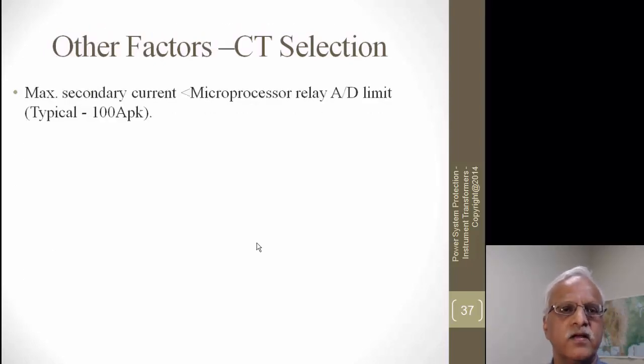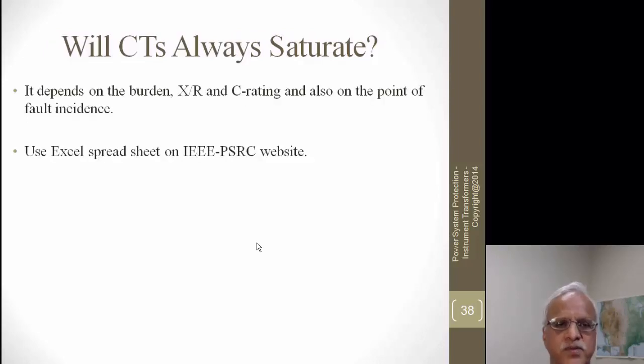It will come later. The other factor you have to make sure of is that you have selected an appropriate CT ratio so that the secondary current does not exceed the maximum microprocessor relay A to D limit. Some of them had 100 amps peak. Now you can get relays which are much higher than this, but that was a limit. So it cannot differentiate whether it's 100 amps or 200 amps if it is more than 100 amperes.